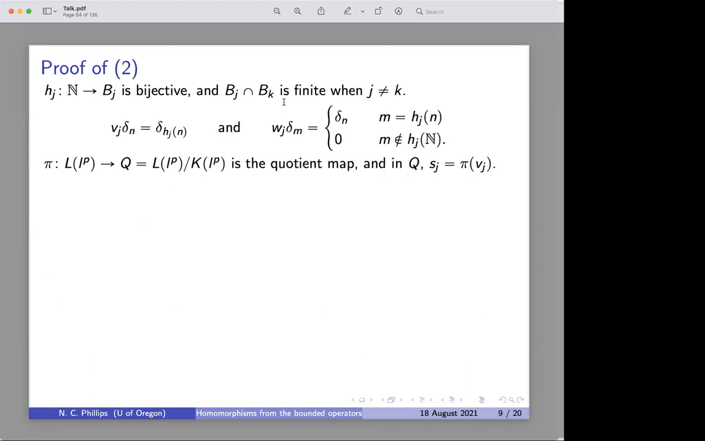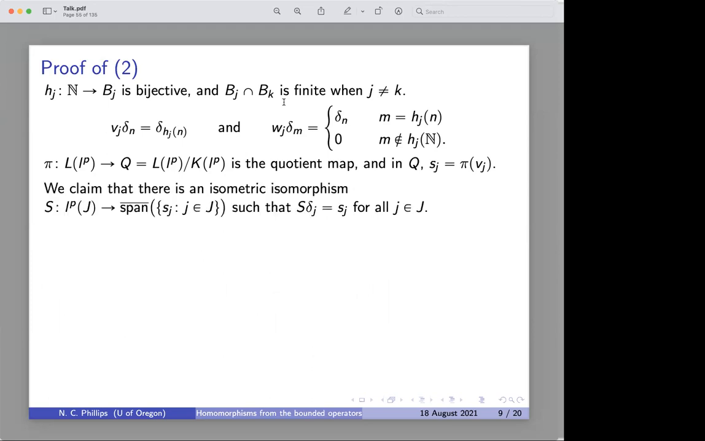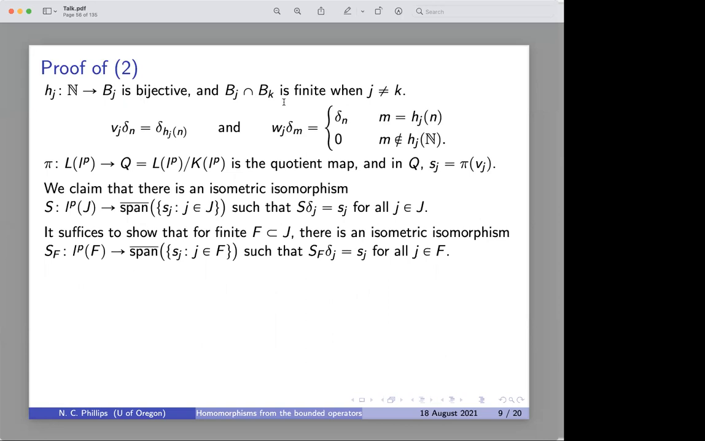Okay, so for item 2, here's the setup again. Here is what item 2 actually claims. There's an isometric isomorphism from little lp of the index set to the span of the Sj's, sending basis vector to Sj. And so here we're going to restrict to finite sets in the index set and prove things there. Once you have that, this gives you the result for the finitely supported functions in little lp of j. But since we already have isometric, it extends by continuity.